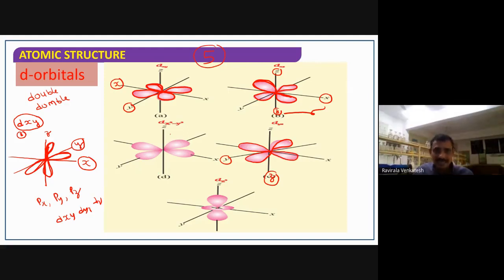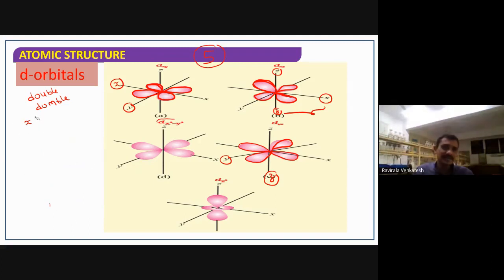Now, next is dx square minus y square. Here, no need to practice anything; it is very, very simple to write. On the X axis, take the orbital. See, this is the X axis. Now draw the orbital on the X axis, and likewise the dumbbell on the Y axis. Completed. On the Z axis, we don't have any orbital. Very simple or not?